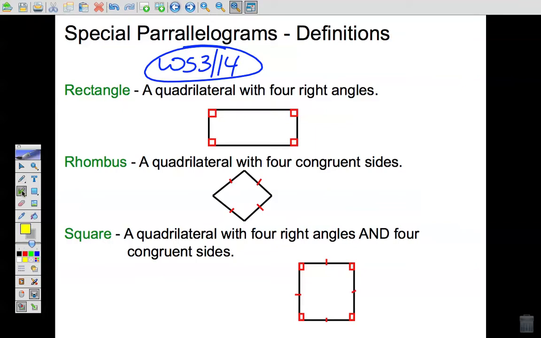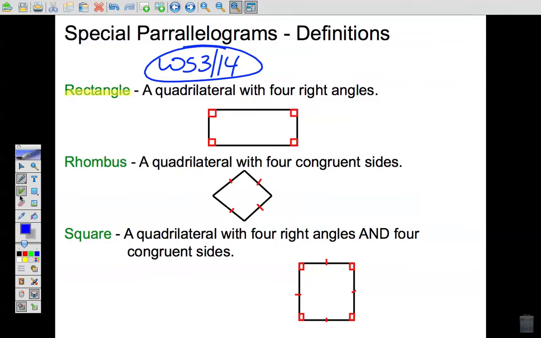Now a rectangle is a quadrilateral, or in other words, a parallelogram that has four right angles. So if you have a parallelogram with four right angles, we call it a rectangle. Anything with four right angles that has four sides is a rectangle.